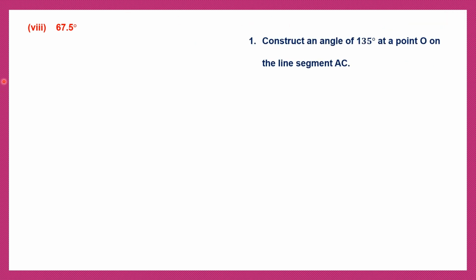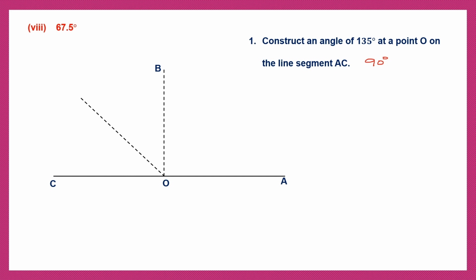So let's begin. Construction of an angle of 135 degrees at a point O on the line segment AC. So here we have a line segment AC. Now we are going to construct at a point O. Here we are going to construct 135 degrees. Now how do we get 135 degrees? So let's see. One is you have to get a 90-degree angle. Now if I have 90 degrees, you have to follow all the steps and reach 90 degrees. Then bisect it on the other side.